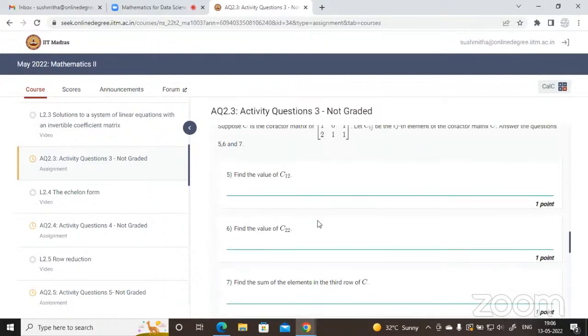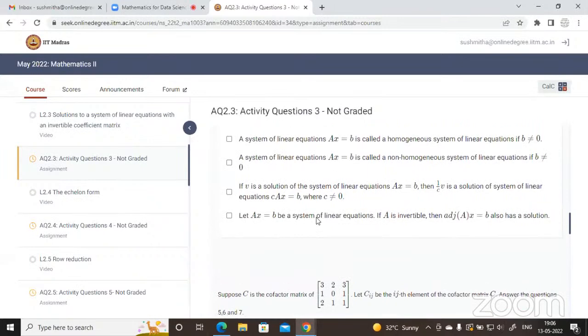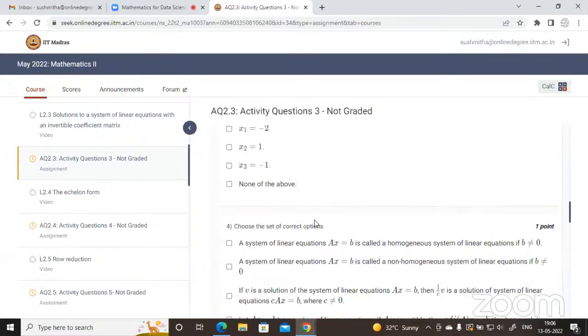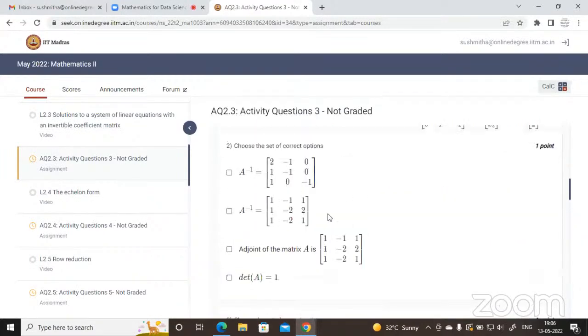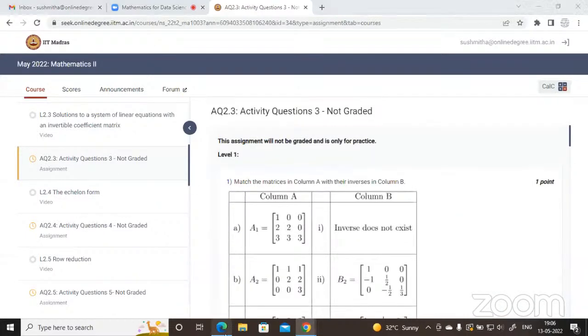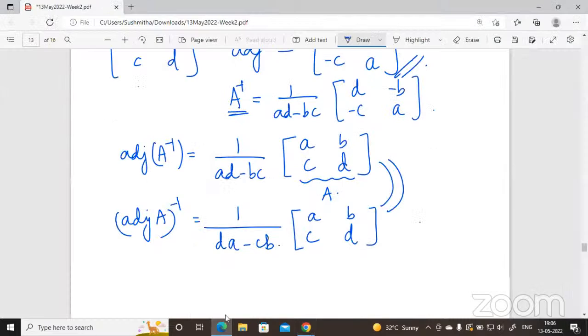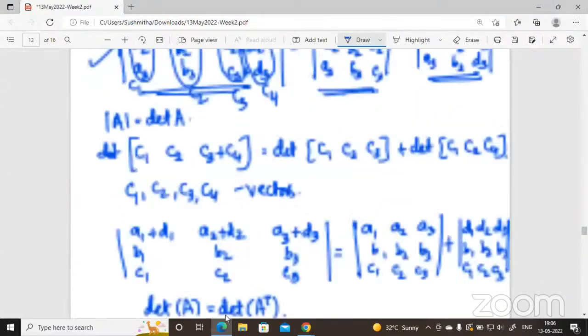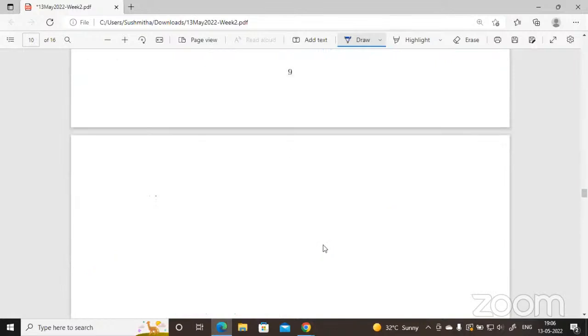Okay. So we have covered lecture 3, I guess. We have discussed all this. Okay, let's do Cramer's rule and then come back to activity questions. So we are discussing till 2.3 today.